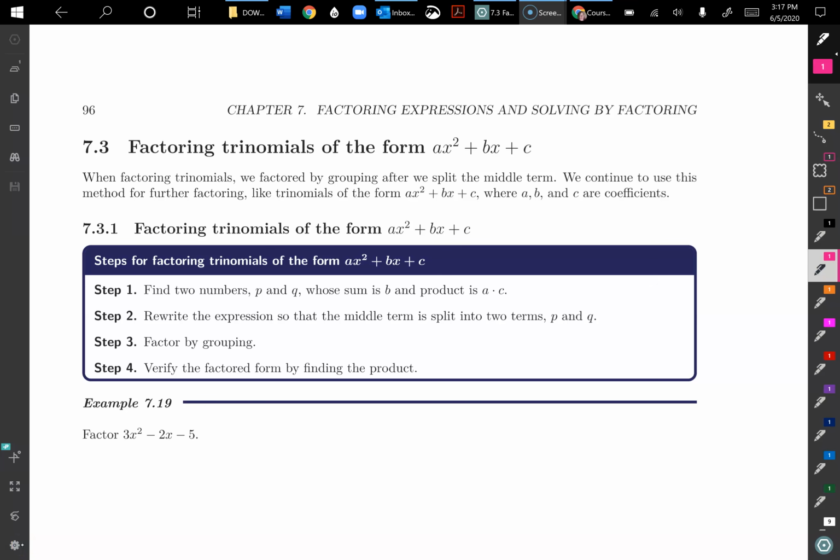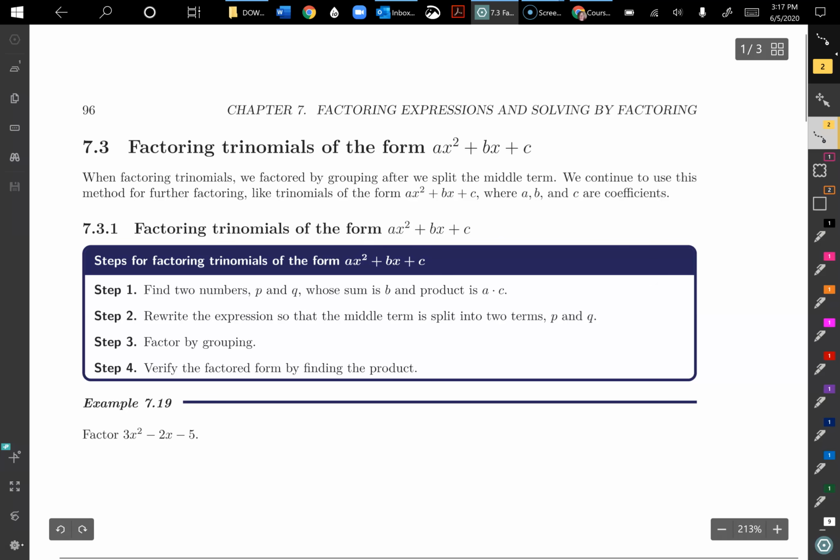In this video, we're going to go over section 7.3 of your workbook. It's page 96. So we're going to now factor trinomials of the form ax squared plus bx plus c, where a is not 1, so that we have a little more work to do to figure out how we can factor these things.